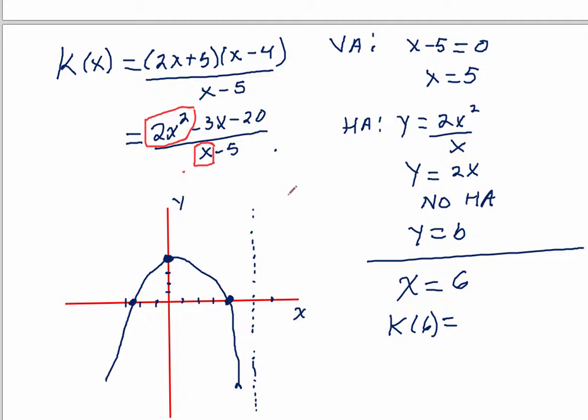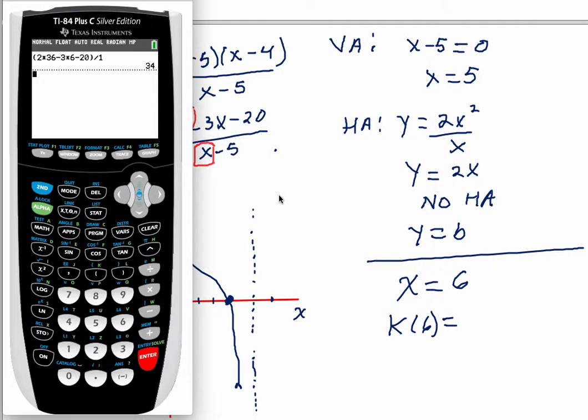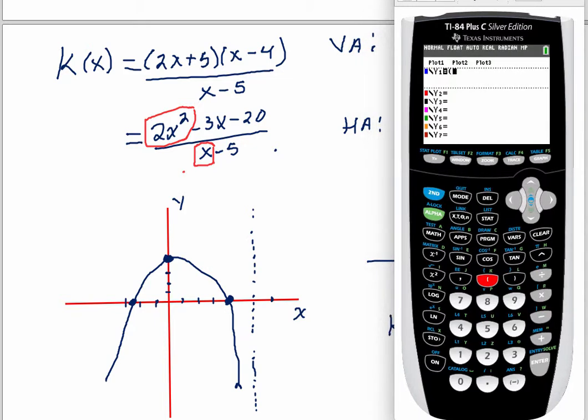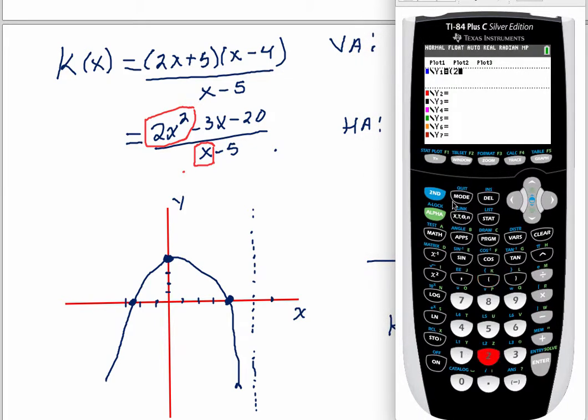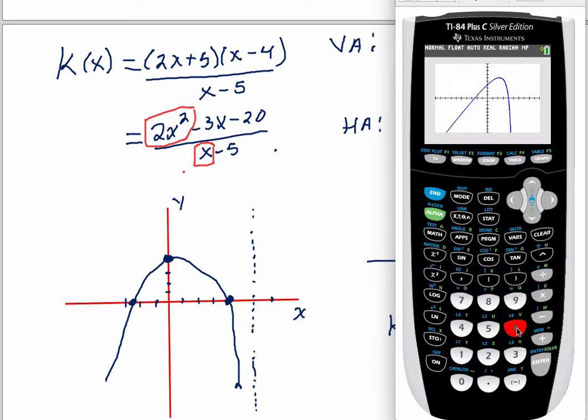We also know that we don't hit the x-axis again, which is interesting since we're way up there. So I'm going to punt and take a look at the graph on the calculator. Let's put it in: parentheses, 2x squared minus 3x minus 20, parentheses, divide, open parentheses, x minus 5, close the parentheses, and we'll do a zoom standard to start. Cool, got that part right.